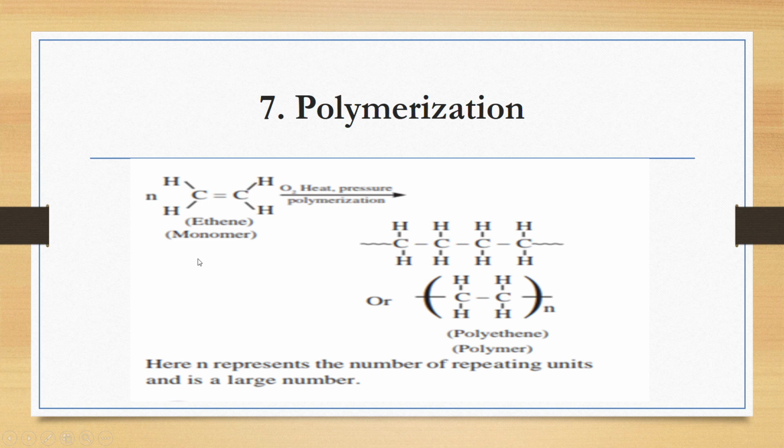So the double bond will get opened up and this is one ethene molecule getting linked to another ethene molecule, and the chain will keep on continuing on both the sides. So we'll write it as a bracket for n times. So polythene polymer is formed. N represents the number of repeating units and it is a large number.